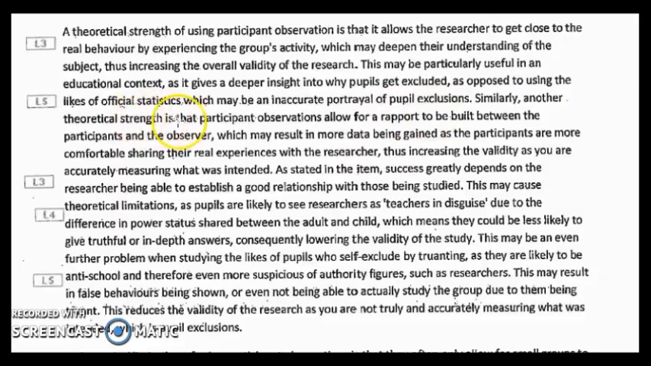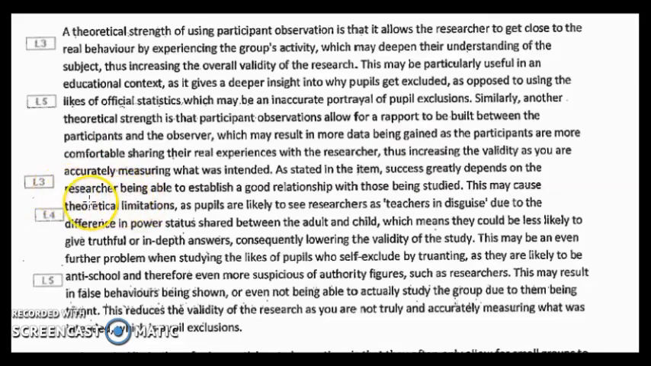So she gets level 5 for that. She then goes into another point, getting a rapport to be built between the participants and the observer, with the data being gained as the participants are more comfortable in sharing their experiences, increasing the validity. To me, that's just that level 3, and she gets that level 3 awarded there.